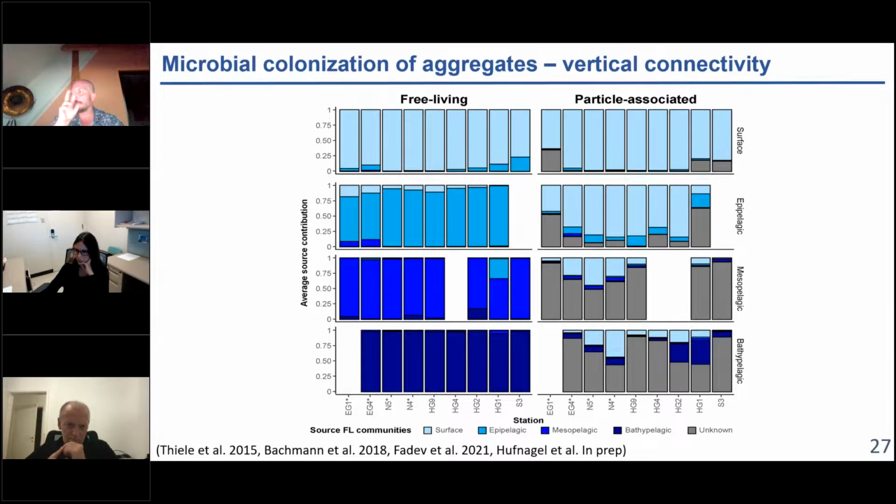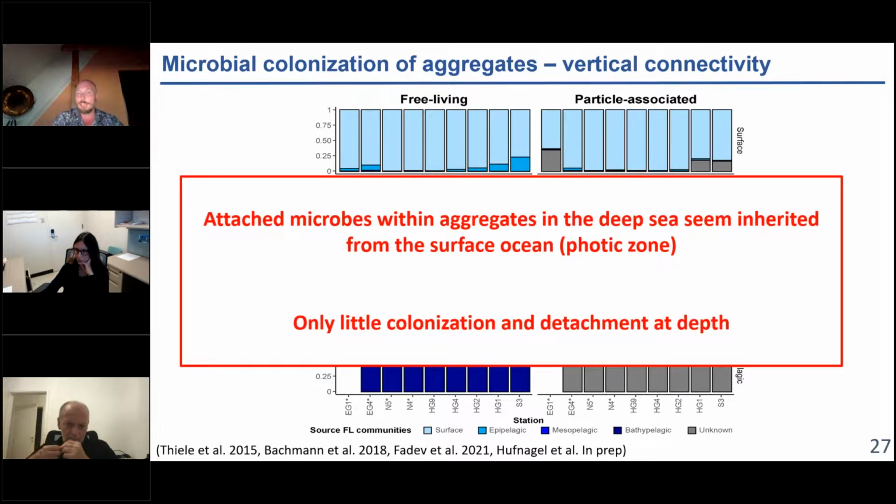So basically all the bacteria originate from the surface ocean, and as they sink down, they encounter higher pressure, colder temperature, different organic matter composition, and the activity becomes less efficient. And that is probably why we have this decrease in microbial degradation. So temperature, pressure, but also maybe organic matter composition. So we basically found that attached microbes within settling aggregates in the deep ocean seem inherited from the surface ocean, and there's only little colonization and detachment at depths as these aggregates sink down.